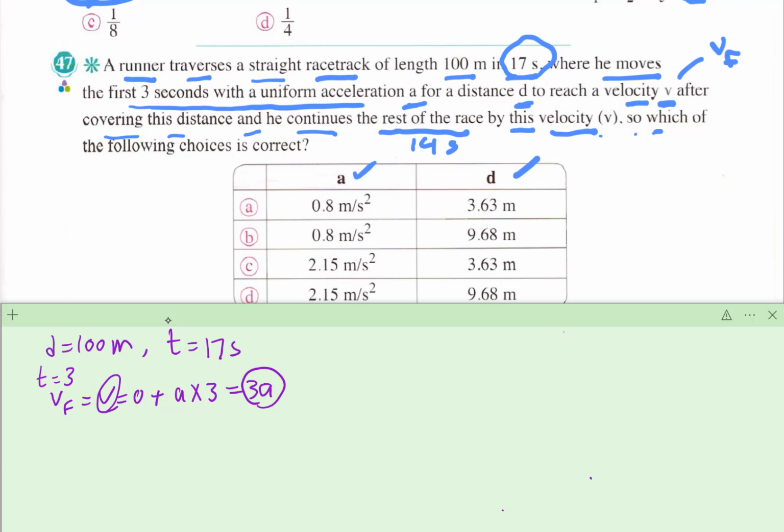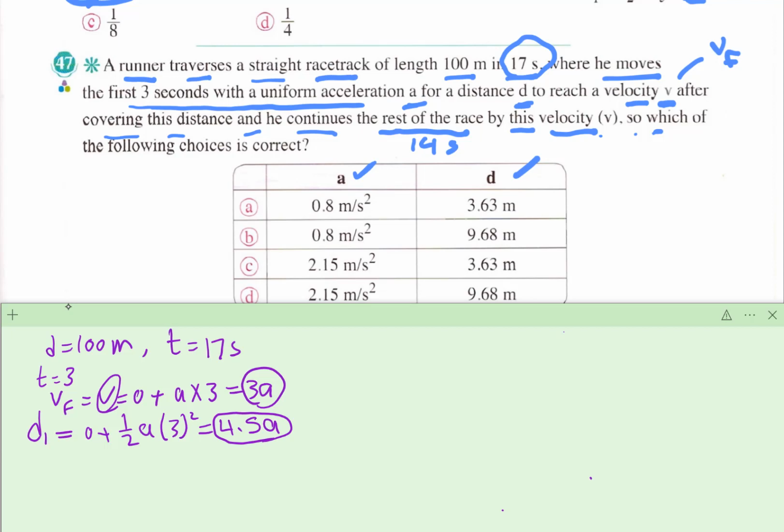Okay? So let's speak about the distance D1 he covers. D1 equals V initial T, which is 0, plus half A times T square, 3 square, right? So 9 over 2, 4.5A. This is the first distance.